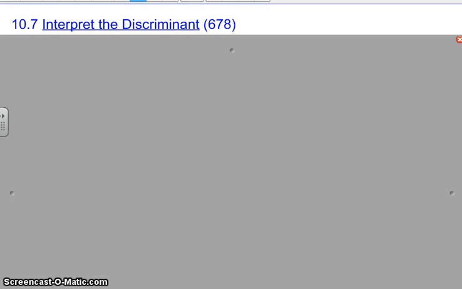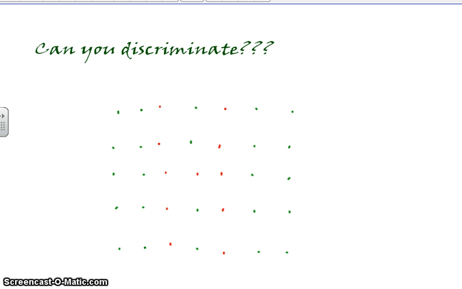Okay, in Algebra Chapter 10, Section 7, we're going to talk about this term called the discriminant, which is something that you're already familiar with, but the word itself you might not know. So, can you discriminate?